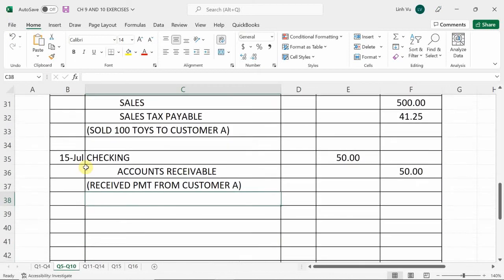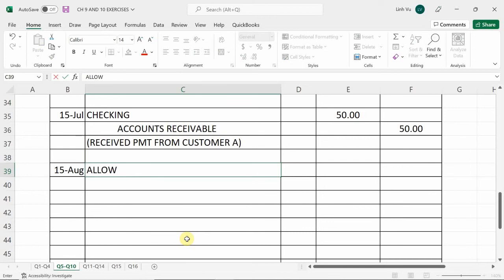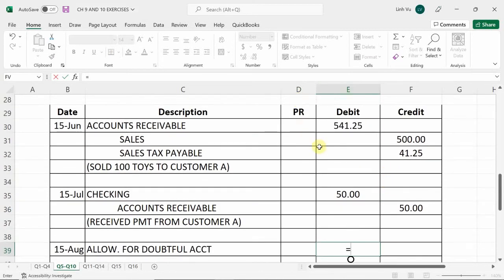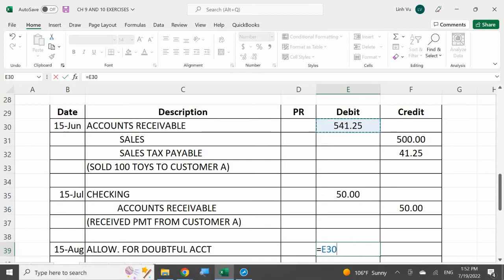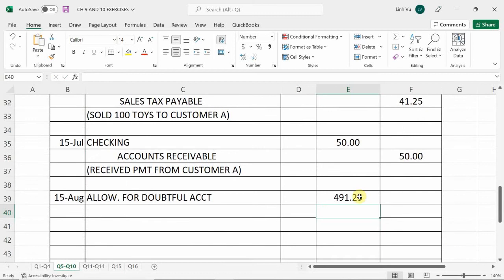Correct, right? But in this case, because now this account is at risk for potential bad debt, right? And we handle that by using the allowance for doubtful accounts. So I'm going to debit allowance for doubtful accounts. And her balance is $491.25. Okay, so how did you figure that number out? She already paid the $50, so I just deducted the $50 from her original balance. Okay. So $491.25. And what's my credit going to be?